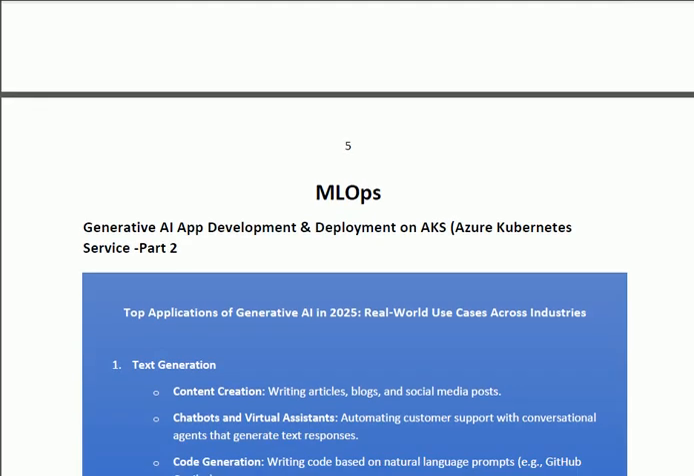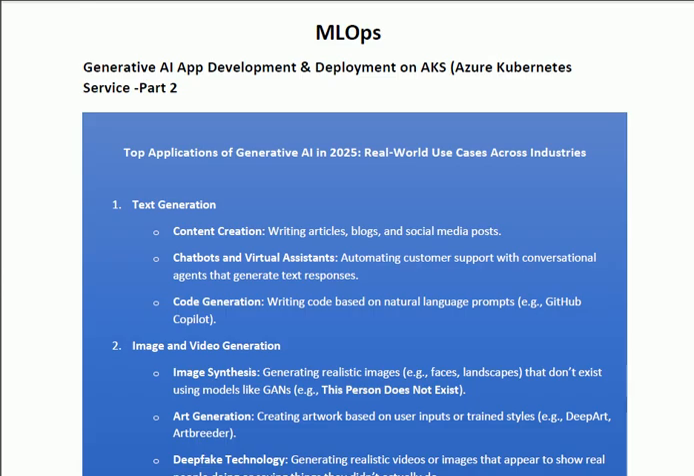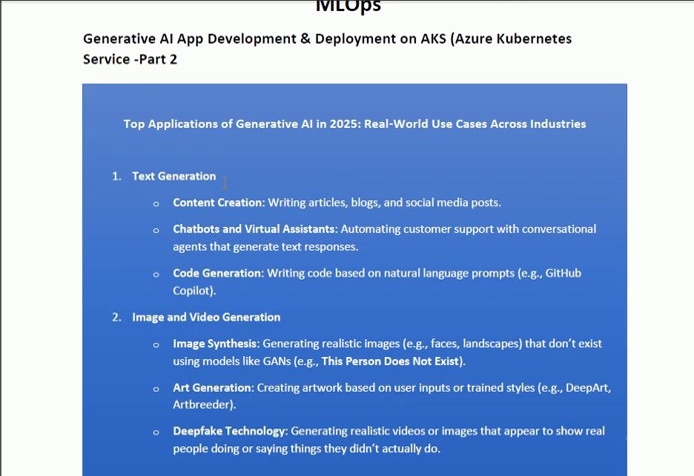Now, in part 2 of this series, we shall cover different things about generative AI. Top applications of generative AI in 2025, real world use cases across the industries. The industries in which we use generative AI are different. Like in text generation, we create content and use chatbots and virtual assistants for automation of customer support, with conversational agents that generate text responses. It means that we can use chatbots and virtual assistants by using text generation.